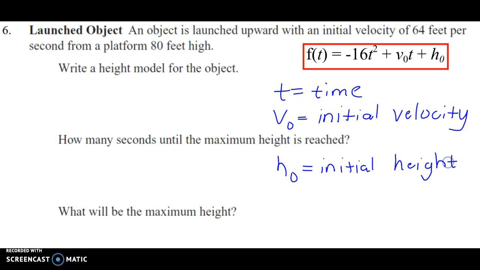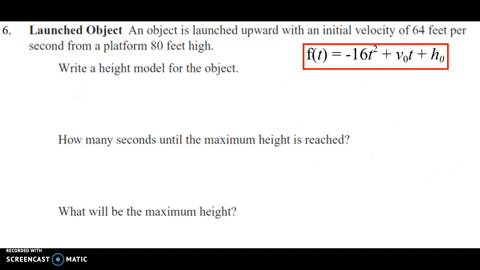So like if something starts on top of a platform that's 10 feet tall, I would plug in 10 for h sub 0. What's the height that it starts at? Which graphically is going to be the y-intercept, right? So like if I have a projectile that starts at a 10-foot platform and gets launched and then comes down, that is the c value of the quadratic. That's always going to be the y-intercept in standard form.